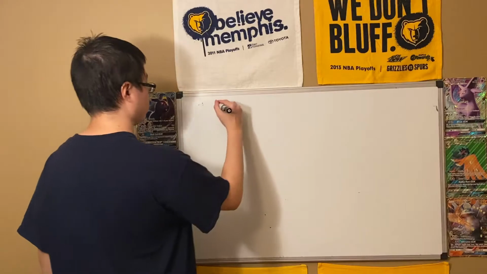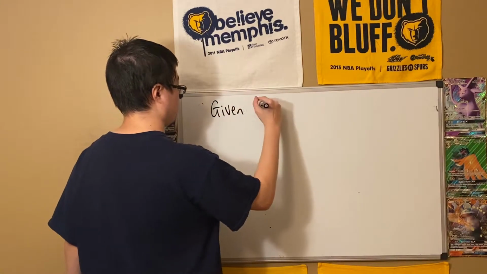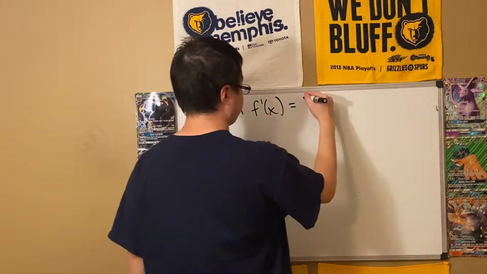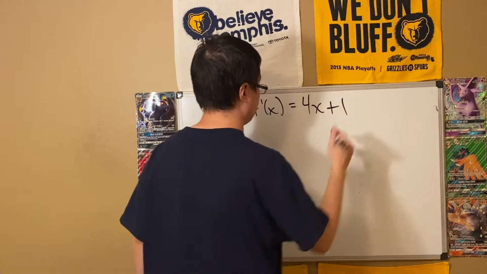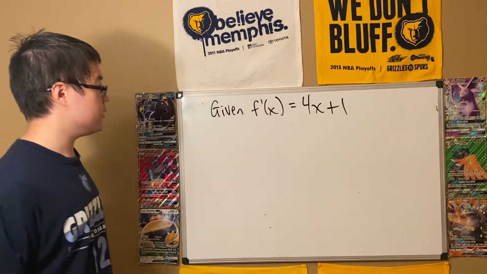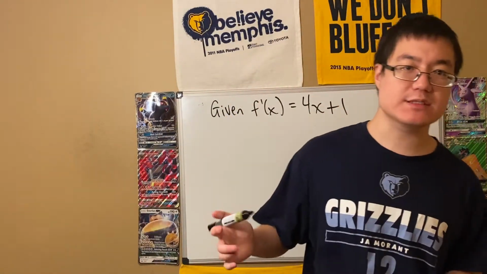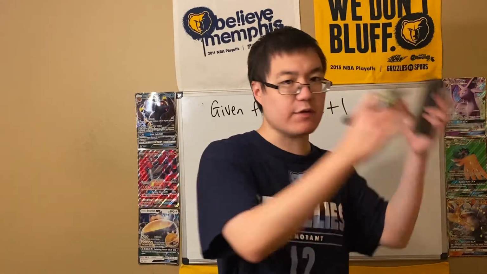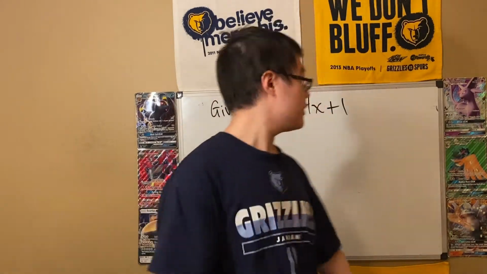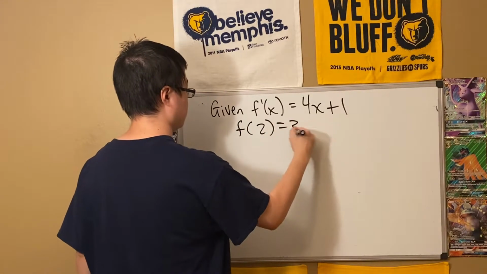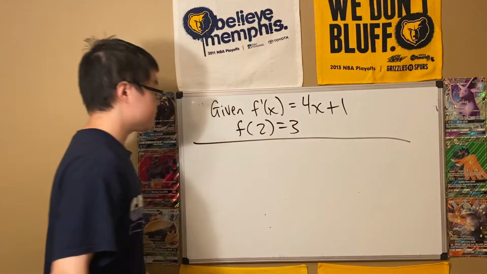So let's say we had two givens here. Given f prime of x equals, again, we're going to try to keep it simple, so let's just keep it as 4x plus 1. And then they also tell me, because they have to, an initial point, and you'll get very accustomed to this. They'll always say, here's a derivative, here's an initial point, do math. So it's going to say something like f of 2 equals 3. So these are going to be my givens.